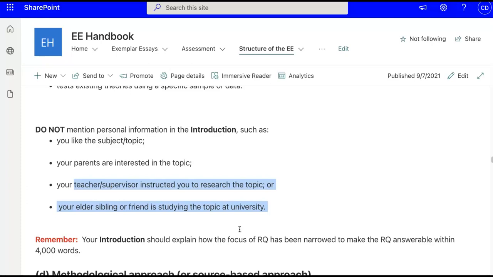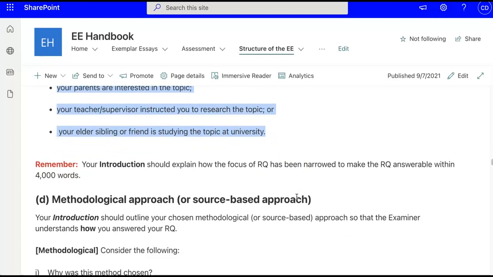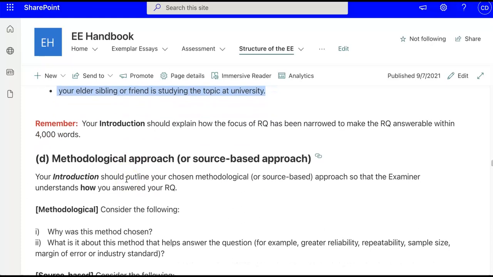So it's very important that you don't mention personal information like this. Instead, you explain from an academic perspective why your research is necessary. And then you've got the methodological approach, in other words, how the research question is going to be answered.